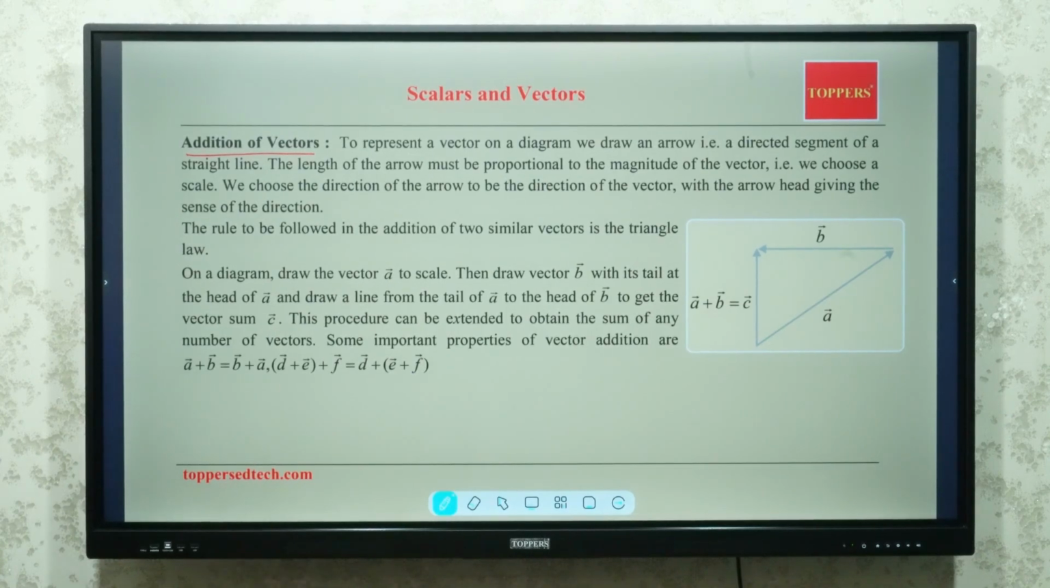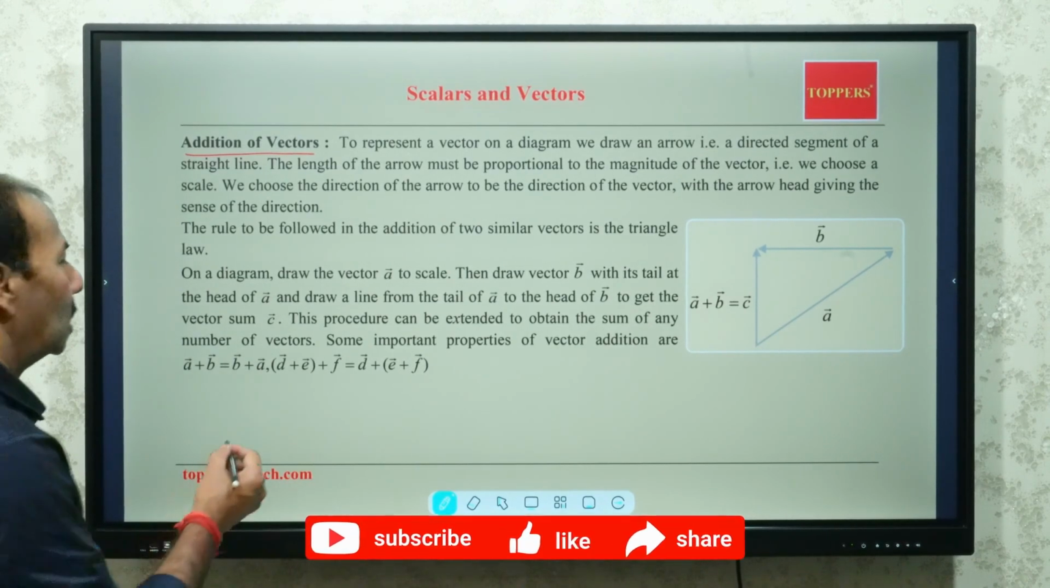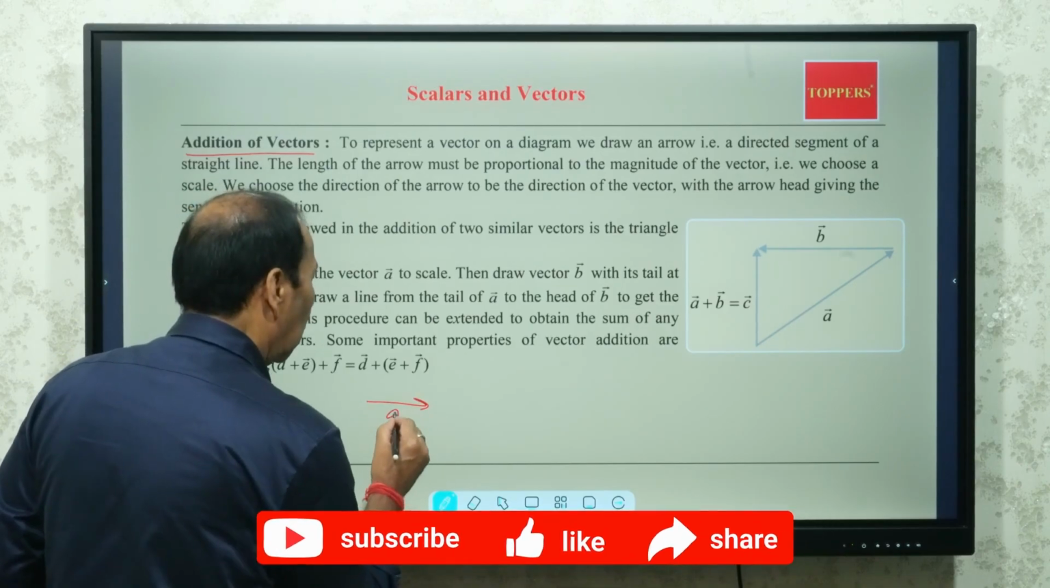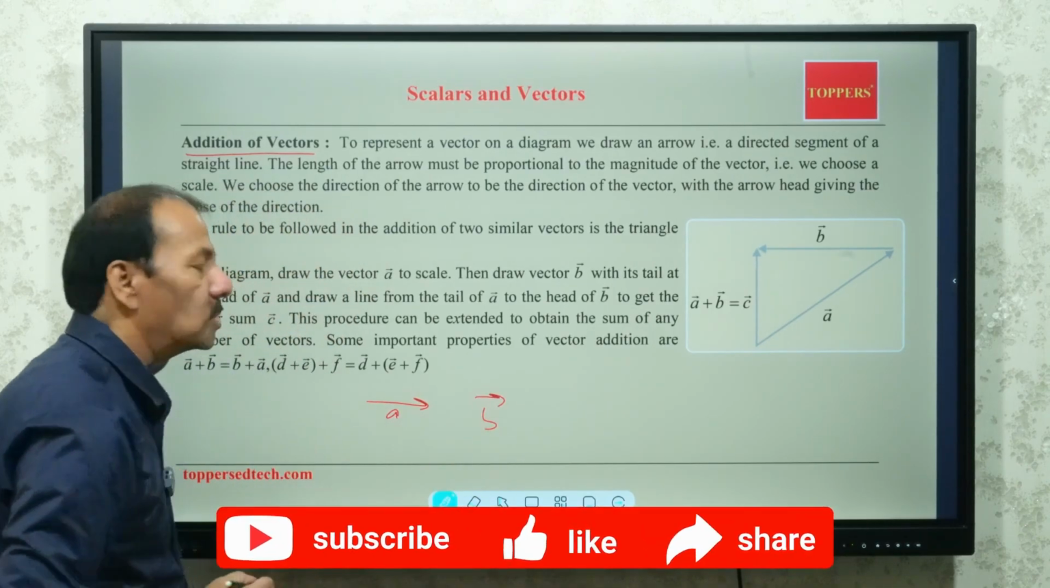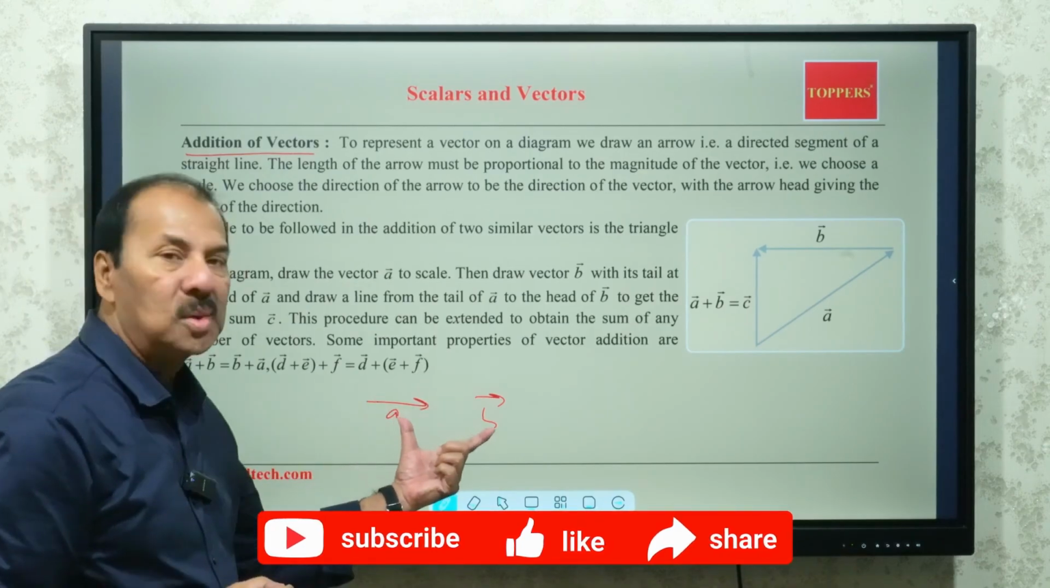So let us see now the addition of vectors. When we say addition of vectors, it means we are supposed to find the resultant of two vectors. So let us say we have the vector A and we have another vector B. Now we have to add these two vectors.